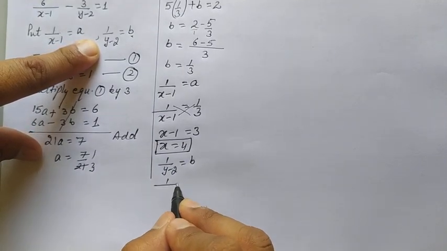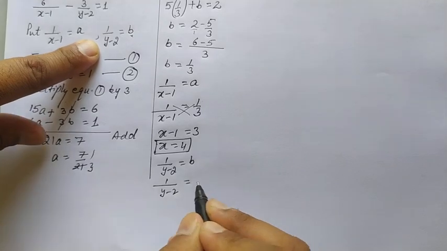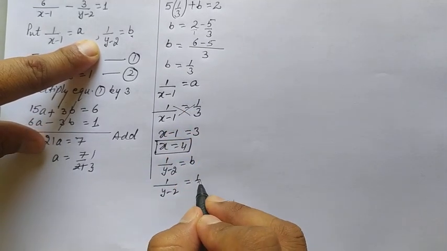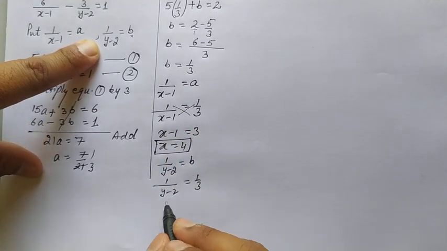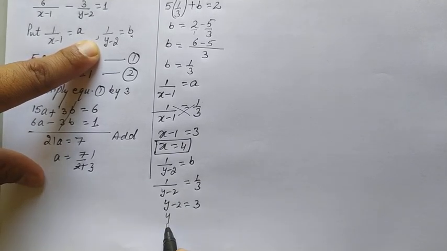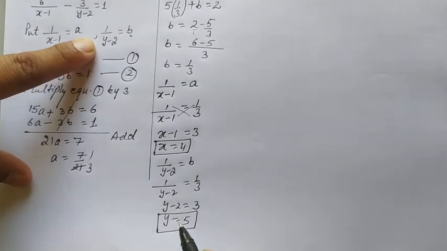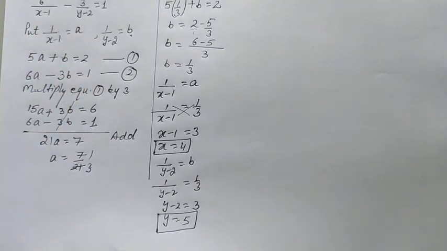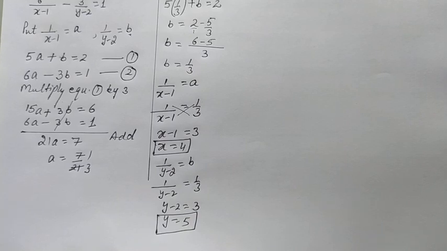So we'll write 1 over y minus 2 is, what is b? b is 1 by 3. Now if I cross multiply, I'll get y minus 2 is equal to 3. Now y is equal to 3 plus 2, that is 5. So x is equal to 4 and y is equal to 5 is the answer of this question.